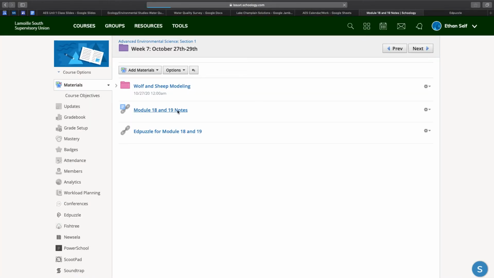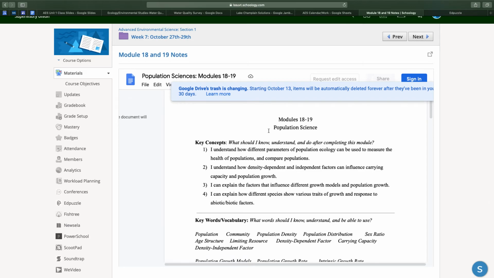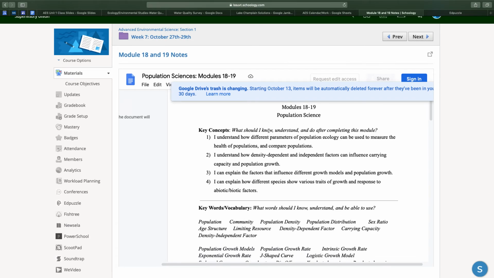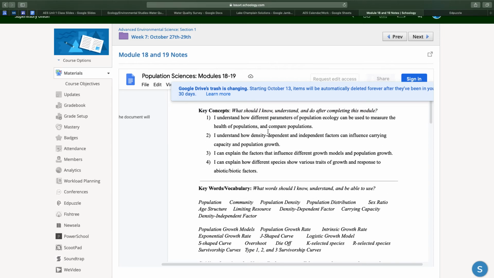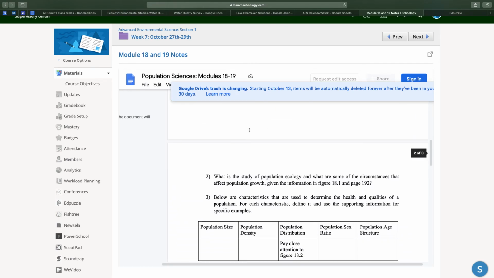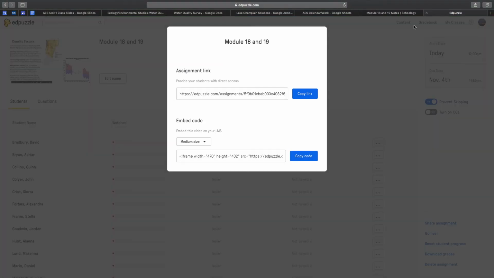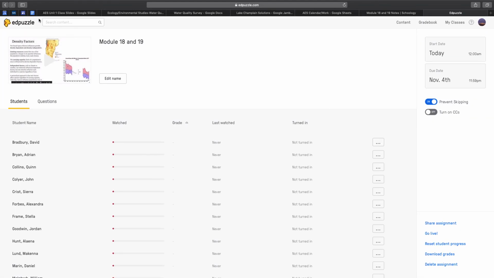Now, I have posted in week 7, module 18 and 19 notes. We're going to be covering them next week. I'm going to be making this due for the second lesson of the week, so Thursday and Friday, but you can get a head start on these notes. Ideally, I would start off with just module 18 notes, which would be questions 1, 2, 3, and 4. Module 19 starts here. And there's also an Ed puzzle that will be due as well next week that you can take a look at. It is a bit longer. There are a few more questions, but it is a really involved video that hopefully will give you a lot of good information to help supplement your learning.